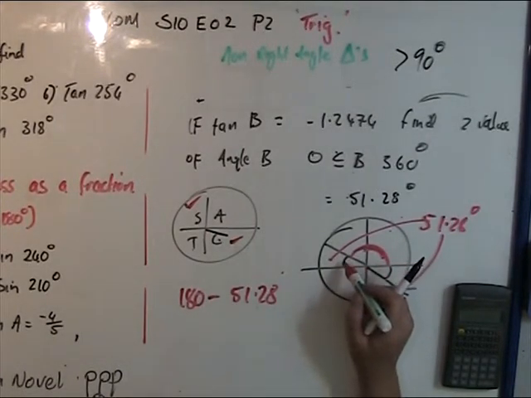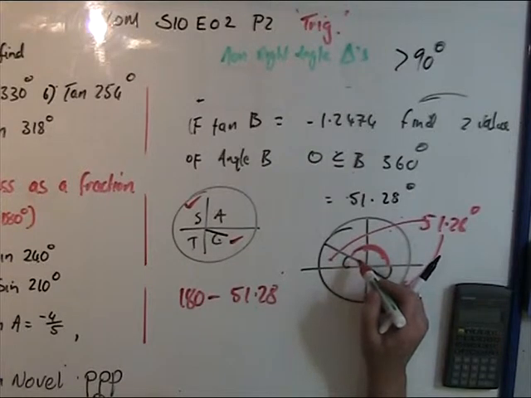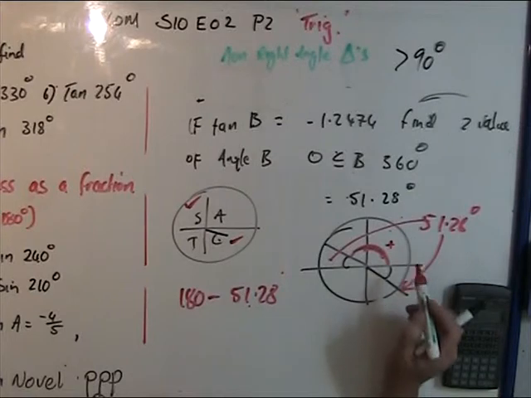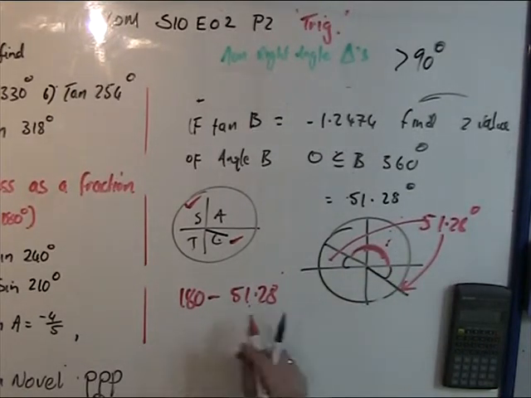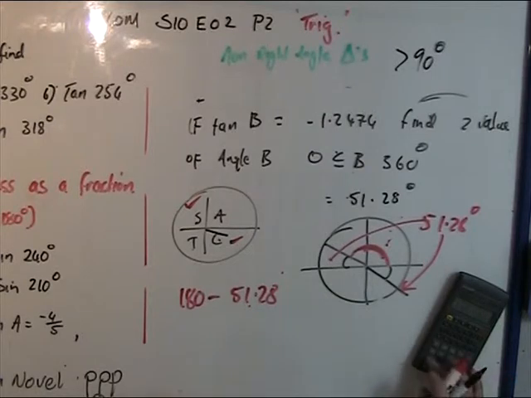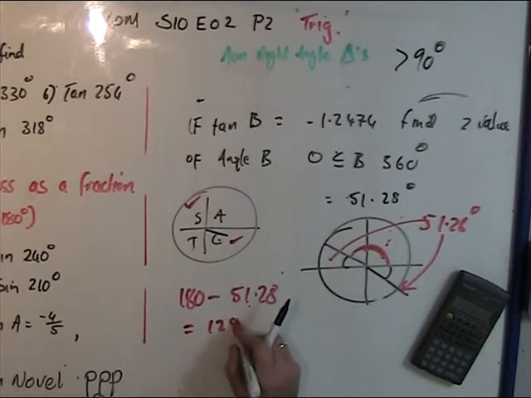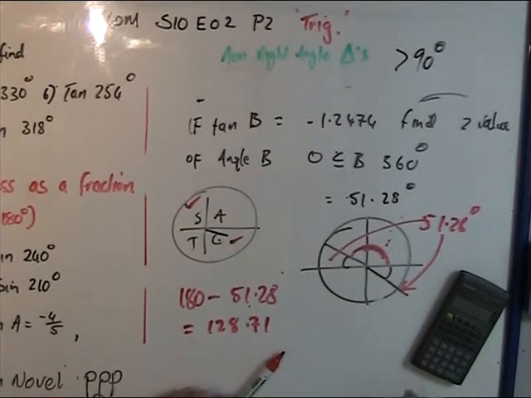So in other words, I'm using this quadrant to find the angle that is left over. This is the angle that's left over, and the real angle with the x-axis is this angle here. Positive. So 180 minus 51.28 equals 128.71.